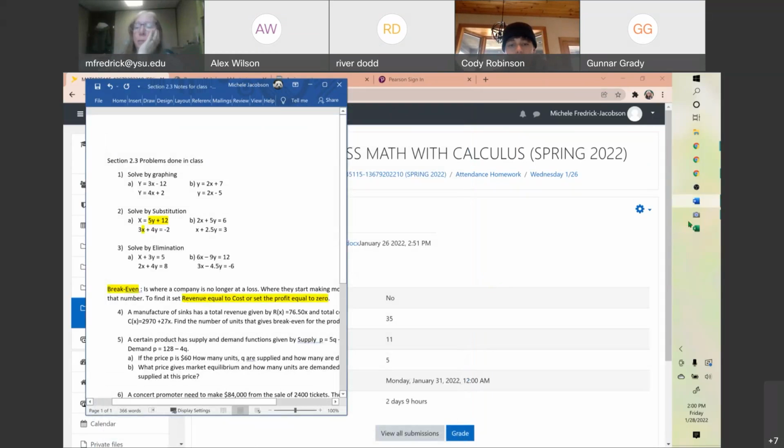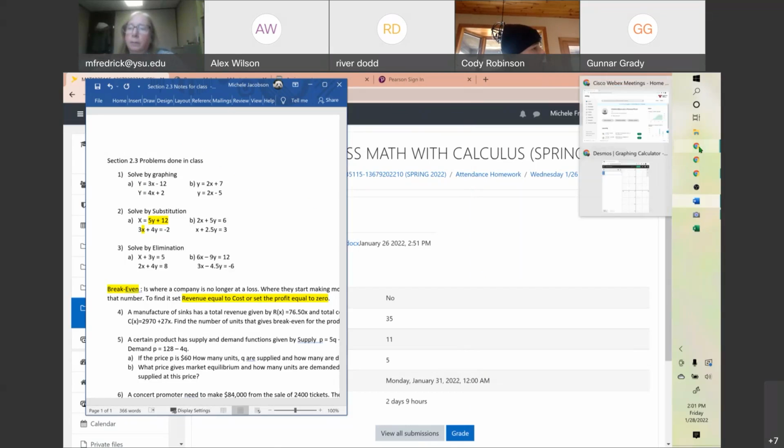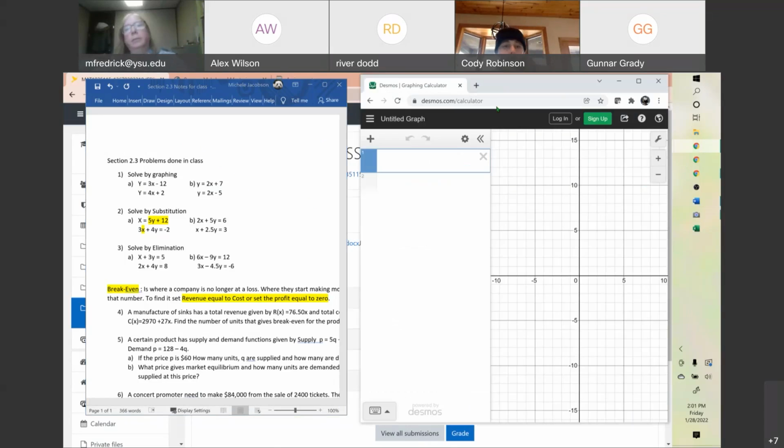Any other questions before we start? Today we're going to cover section 2.3. And the first group, you'll want to go on Desmos to solve by graphing. Unless you're using technology, you don't want to do it by hand, because if your graph's a little bit off, you're going to have a wrong answer. So we're going to use Desmos.